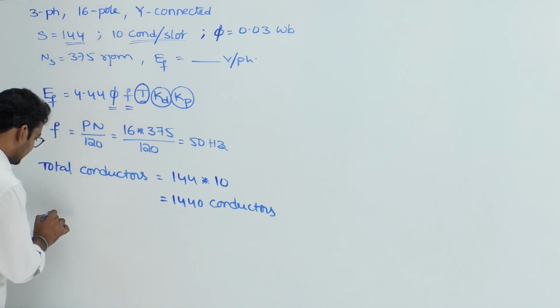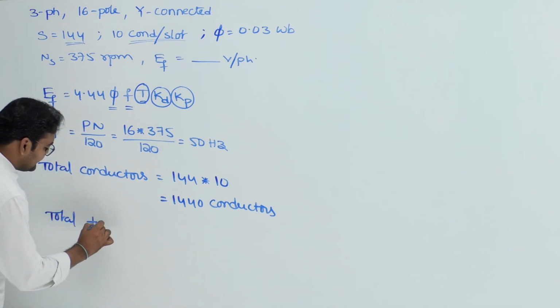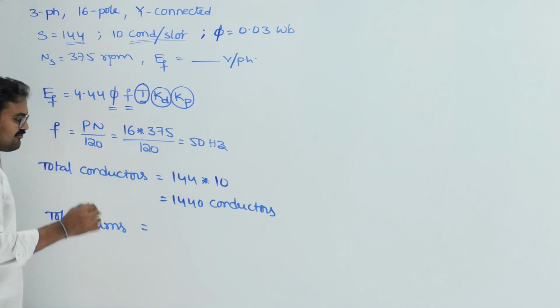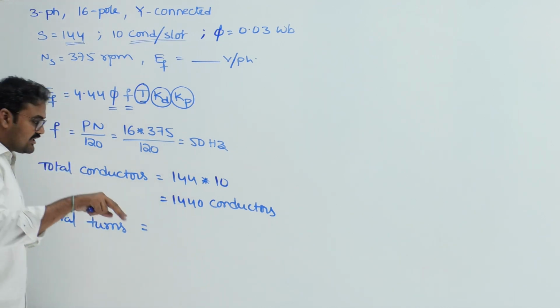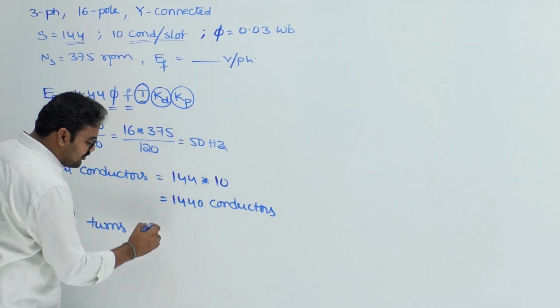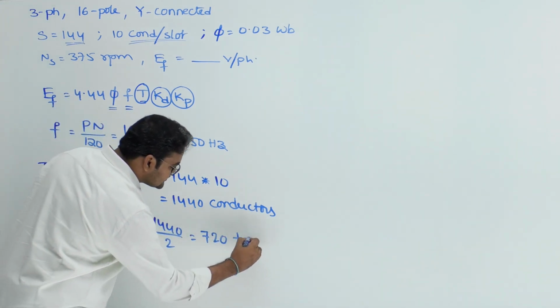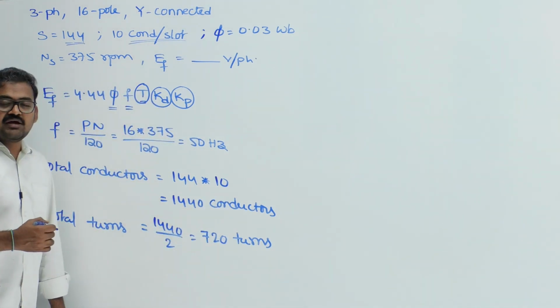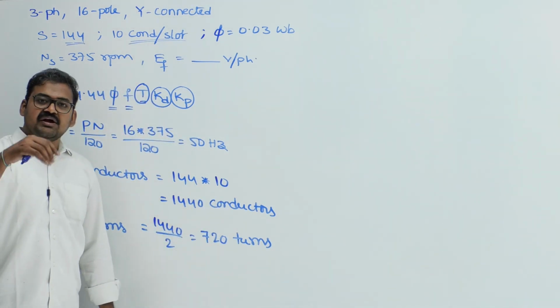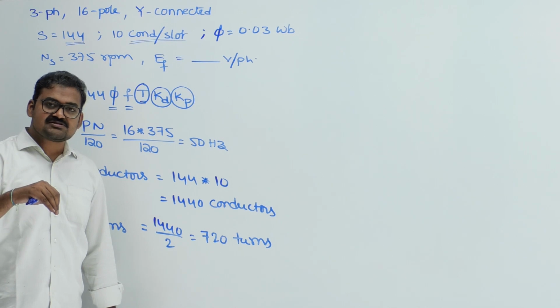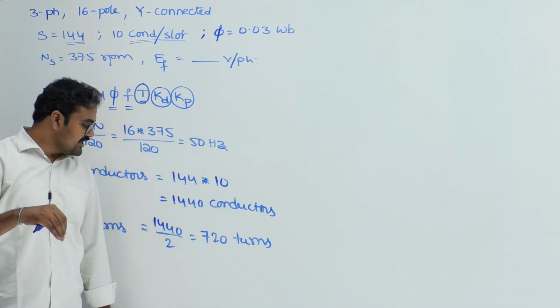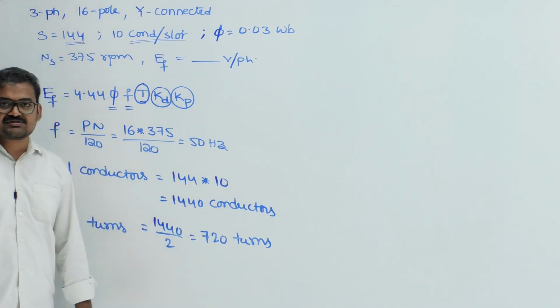In that case, can you tell me total turns will be how many? If one turn requires two conductors, then 1440 conductors can prepare 720 turns. Am I correct or not? If two conductors form one turn, 10 conductors will form 5 turns. Like that, 1440 conductors will form 720 turns.